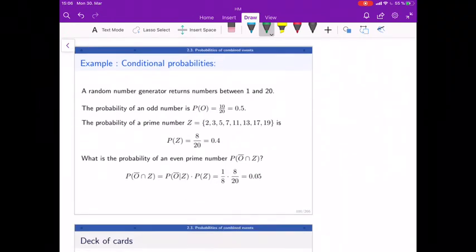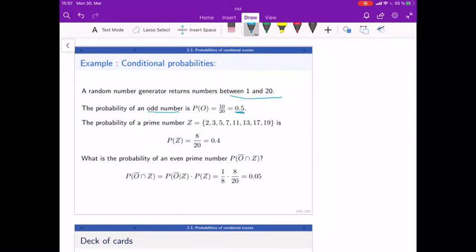So we've got a random number generator, and it gives us a number between 1 and 20. Any number, they all have the same probability. So the probability of an odd number is 10/20. It could be a 1, a 3, a 5, a 7, and so on, up to 19. So half the numbers between 1 and 20 are odd numbers, so 50%.